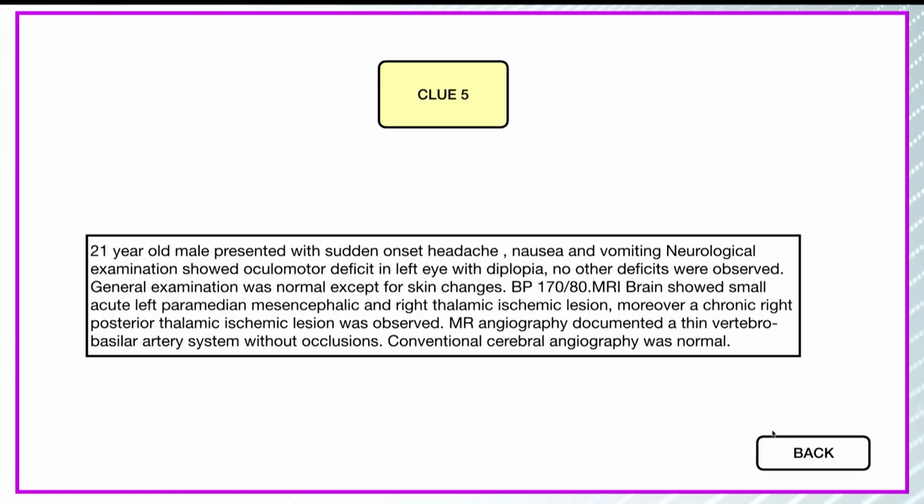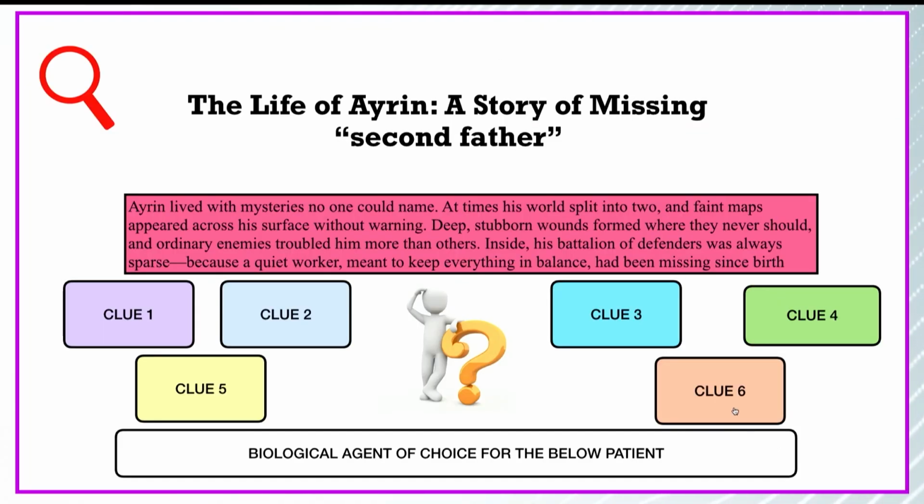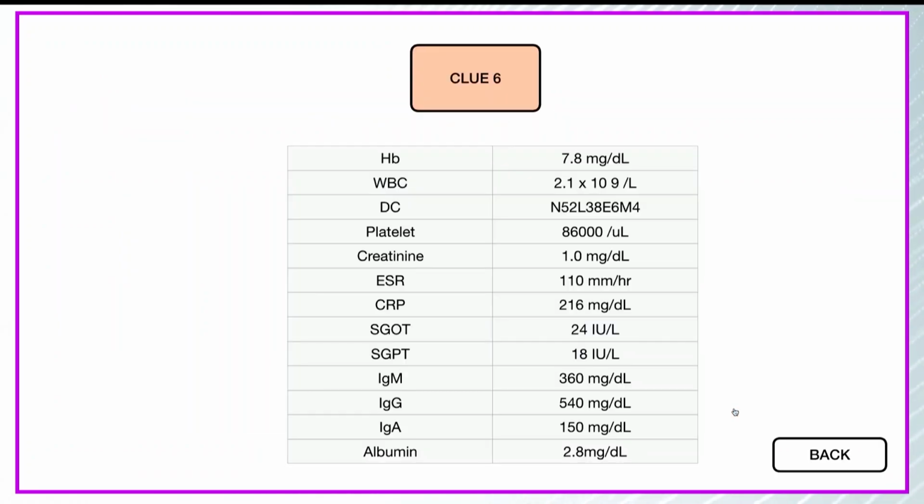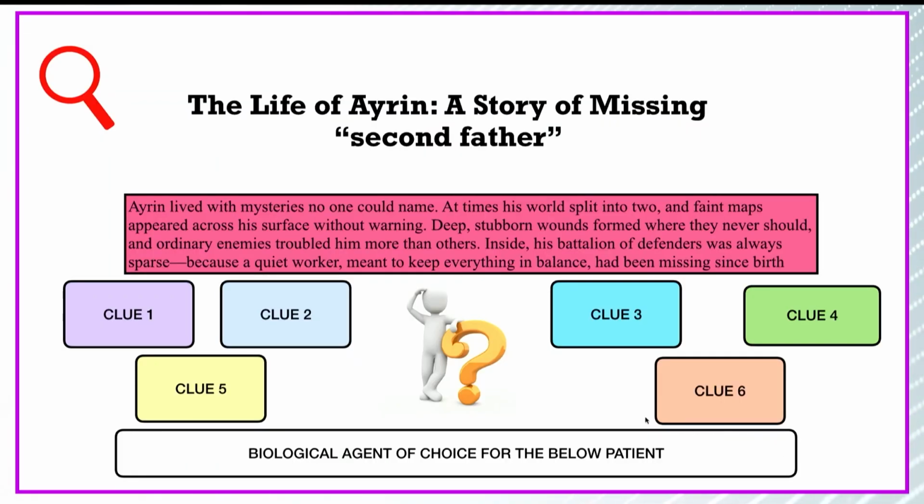So this is a stroke. Yes. Yes, this is DADA 2. So DADA 2 with cytopenias and hypogammaglobulinemia. So this is a story of missing second father, DADA 2. Okay. So we'll wind up the session. Thank you everyone. Thank you all.